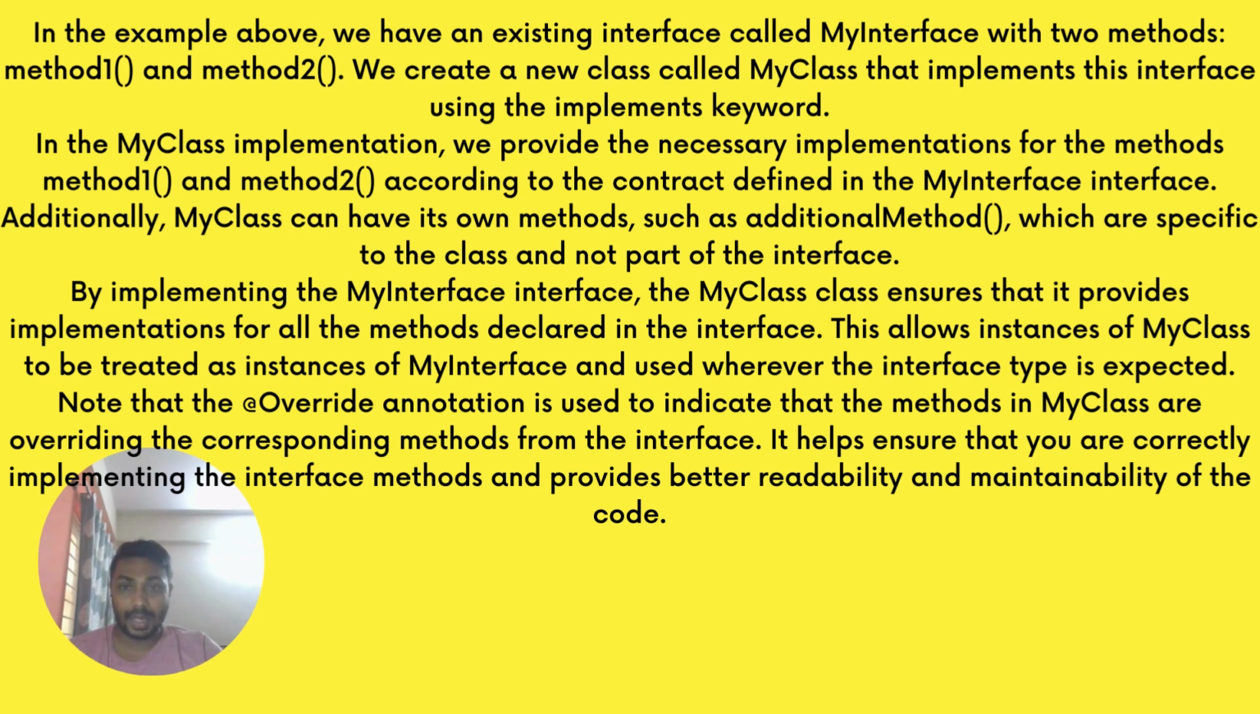This allows instances of MyClass to be treated as instances of MyInterface. So whatever class you're extending, you can use that class as an instance of MyInterface, whenever the interface type is expected or accepted. The Override annotation is used to indicate that method in MyClass. Okay, so like that you can use it.